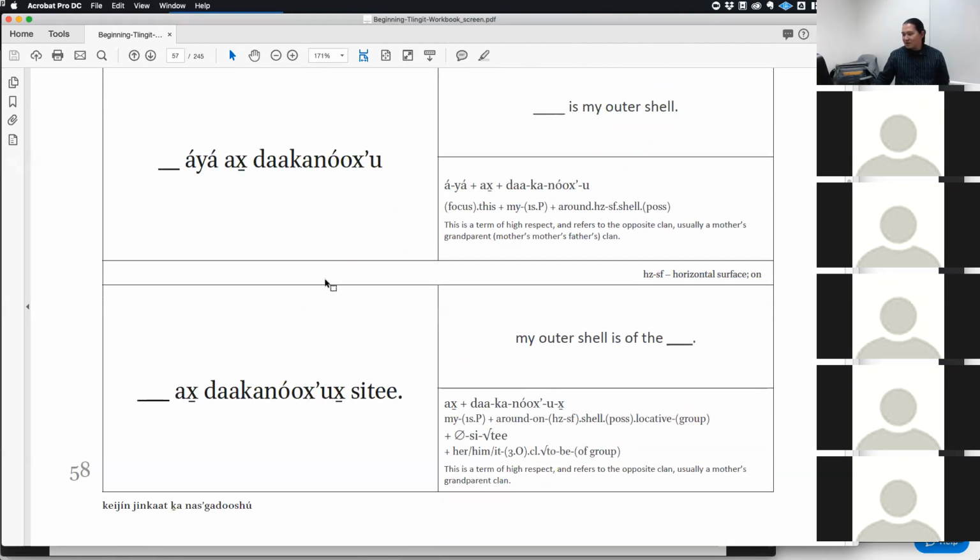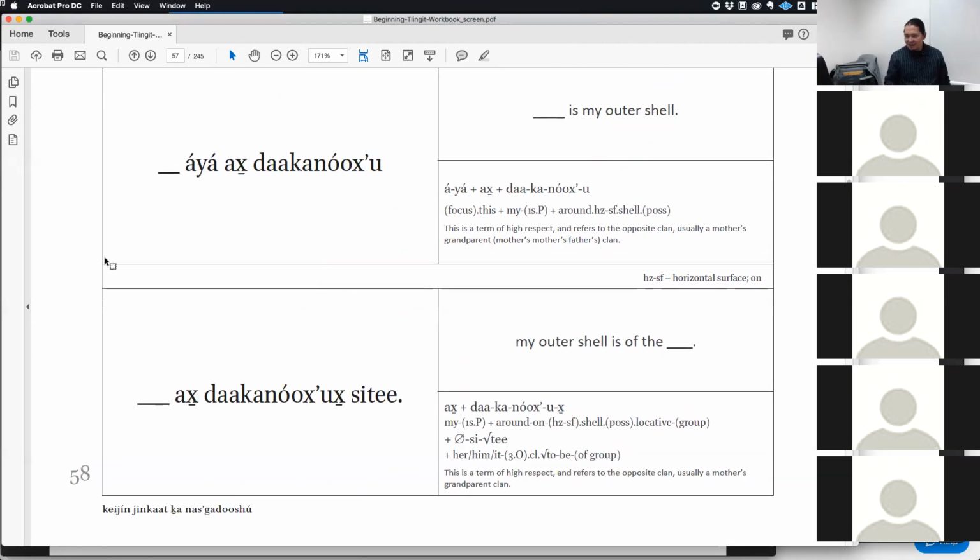So then there's another one here. Achdakanuchu. This is your mother's father's clan. Mother's father. And that's how you get to the Dakanuchu. It's not like you just look back at your family tree and pick one. Typically, this is the way it was explained to me. It was your mother's father.